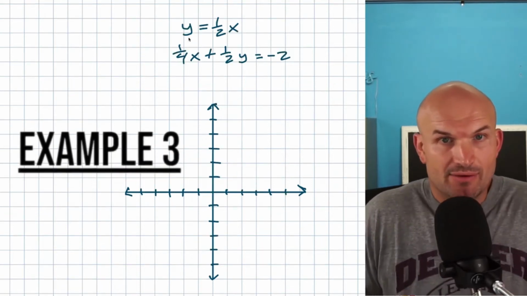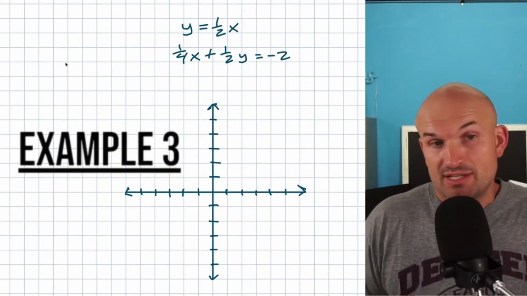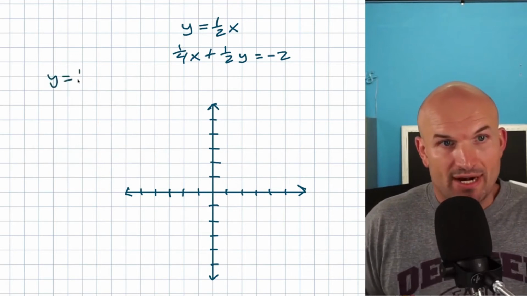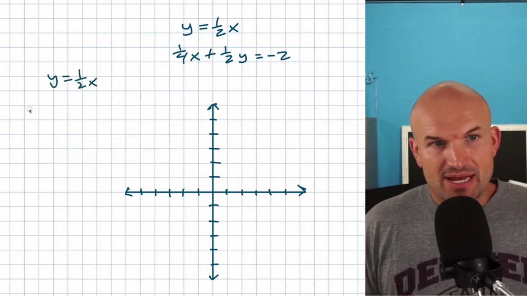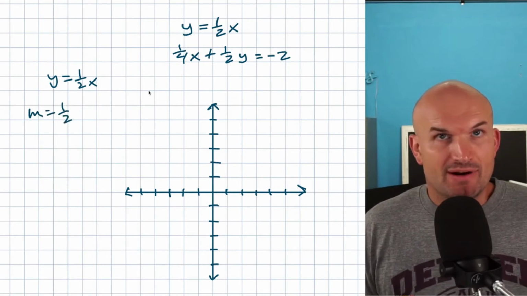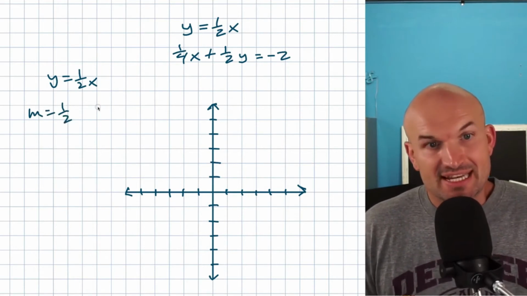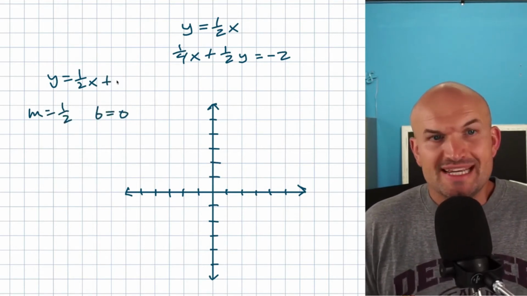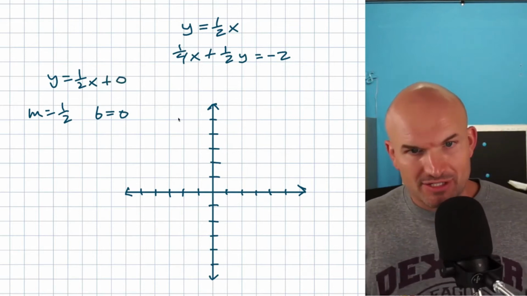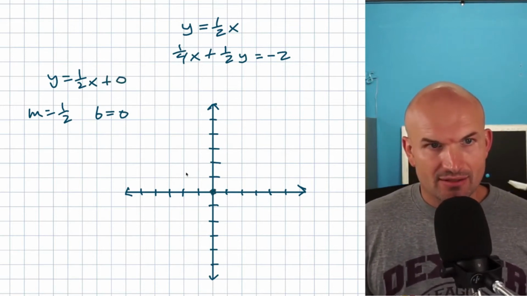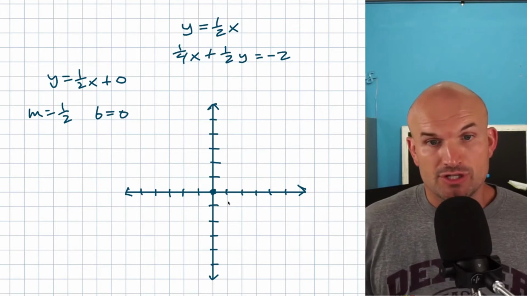All right. Now this example, again, we have two equations. Now this one's already solved for y. So that's good. So we have y equals 1/2 x. Now in this case, our slope is going to be 1/2, but we don't have a b, right? We don't have any constant. So in this case, our b is going to be 0 because you can easily just write +0 if you wanted to. So therefore, this is going to go right here. And then we're going to follow our slope up 1 over 2, up 1 over 2.